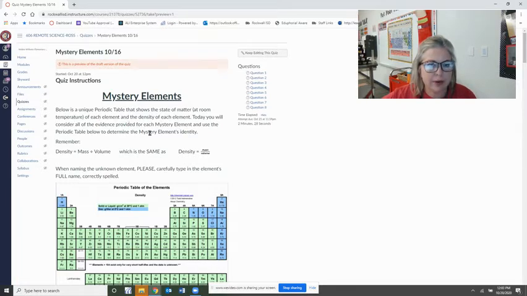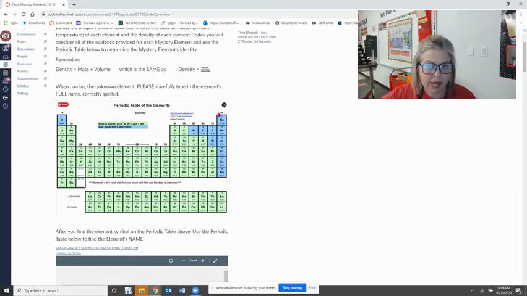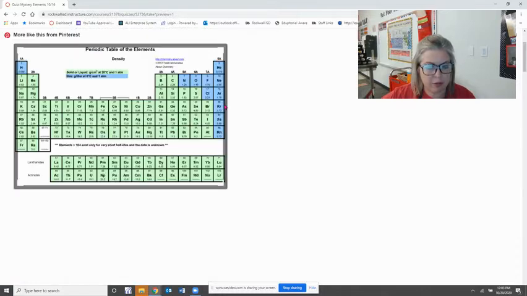Okay, so today's assignment, I'm going to read what it says on the screen. Below is a unique periodic table that shows the state of matter at room temperature, so like normal 70 degrees, of each element and the density of each element. Today, you will consider all of the evidence provided for each mystery element and use the periodic table below to determine the mystery element's identity. It's important to remember that density equals mass divided by volume, which is the same as what we've been learning in math. Okay, density equals mass over volume. That's a division problem.